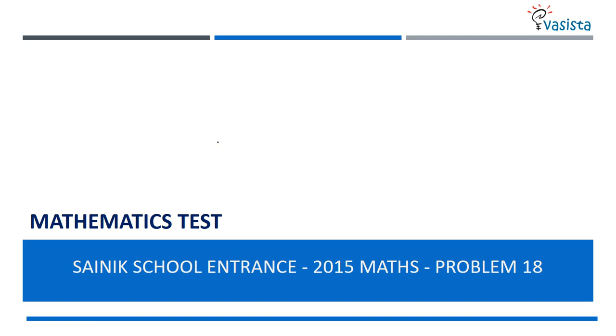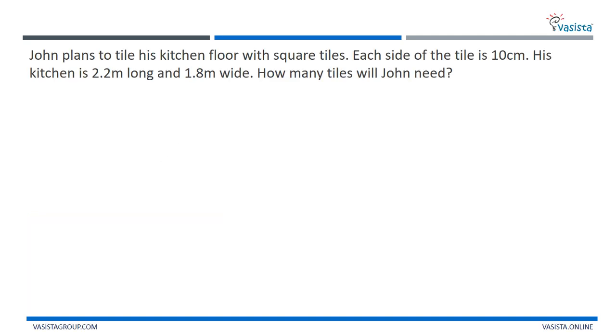Fine, let me go with problem number 18. John plans to tile his kitchen floor with square tiles. Each side of the tile is 10 centimeter. His kitchen is 2.2 meter long and 1.8 meter wide. They have given the kitchen in terms of meter, but the tile size in terms of centimeter, right? How many tiles will John need?